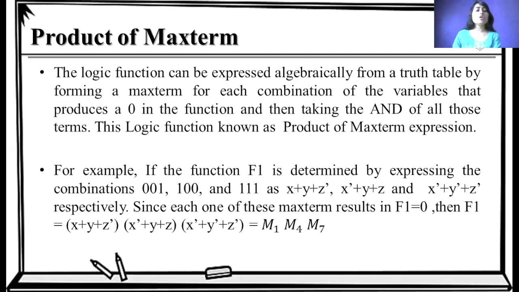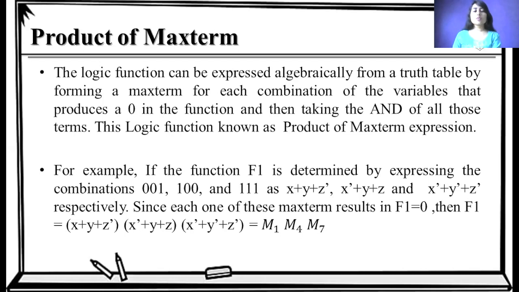Then we have 1, 0, 0. That means x is 1 and y and z are 0, so we have x' + y + z. Here we consider max terms, that's why we take the OR operation between these variables. Then we have 1, 1, 1, so the equivalent term is x' + y' + z'. These input conditions produced an output F1 of 0 for these three combinations.